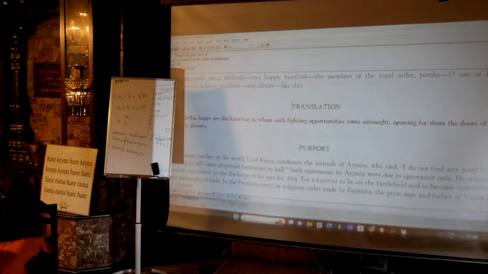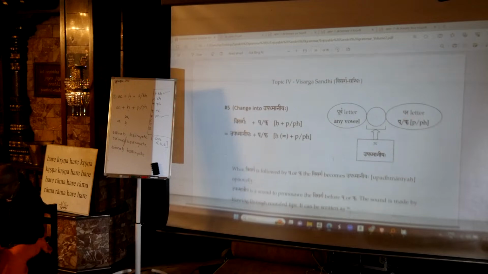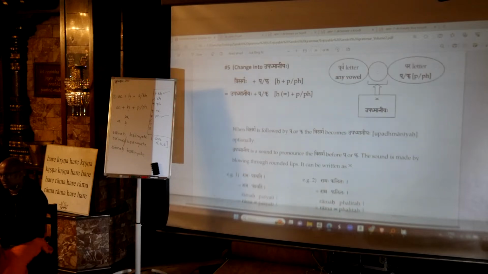Okay. So this way. So same rule is there for Upadmaniya also. Ramaha Pashyati. What happens when Pakara or Phakara comes after the Visarga? Rama Pashyati or Rama Pashyati. That Upadmaniya sound is done by blowing through rounded lips. Like that. Rama Pashyati. Rama is there, right? So Ramaha Pashyati or Rama Pashyati. Yeah, Rama Phalitaha. That your lips will become like this. Rama Phalitaha. That way. Or Ramaha Phalita. Just plain.